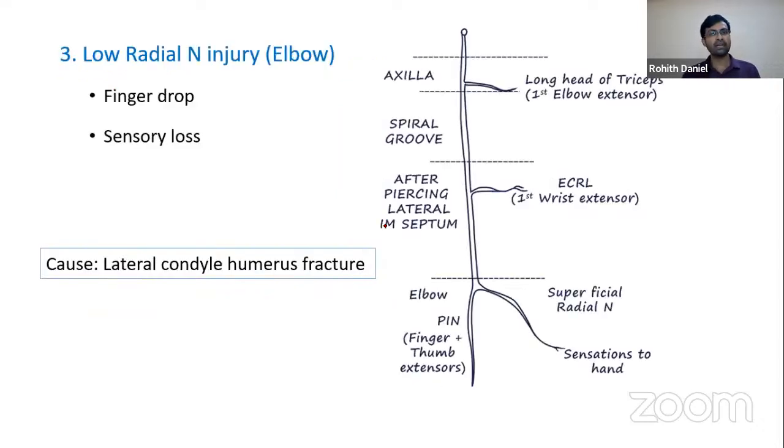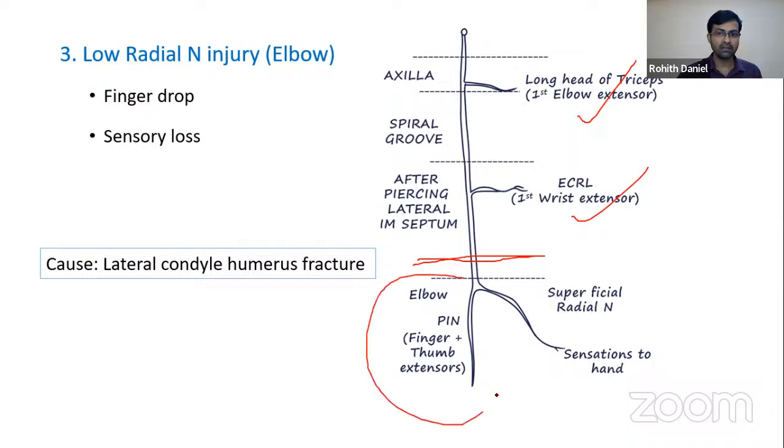Then comes your low radial nerve palsy. Here, injury to radial nerve occurs around the elbow, somewhere here. So the long head of triceps and the ECRL is spared. So elbow extension is normal, wrist dorsiflexion is normal, no wrist problem. But the posterior interosseous nerve is damaged. So finger drop will be present. Similarly, the superficial radial nerve is also gone. So sensory deficit will be there.